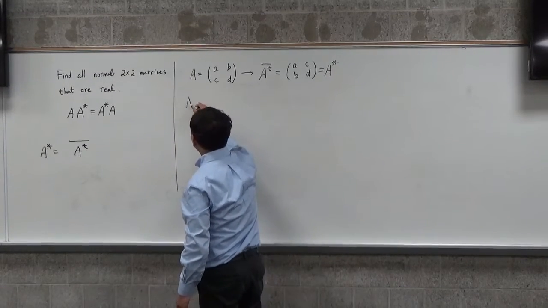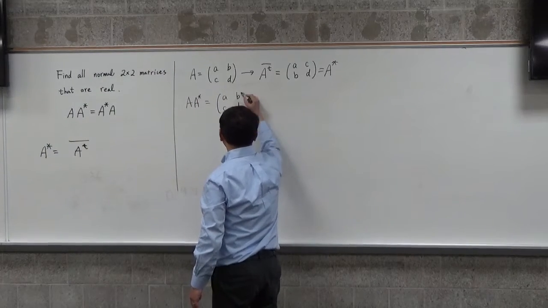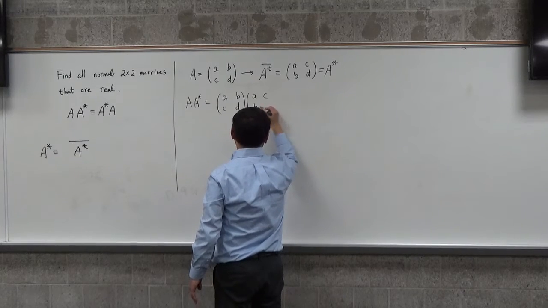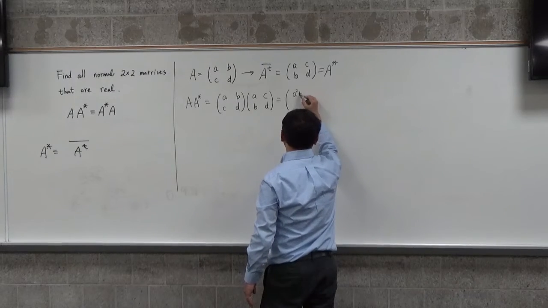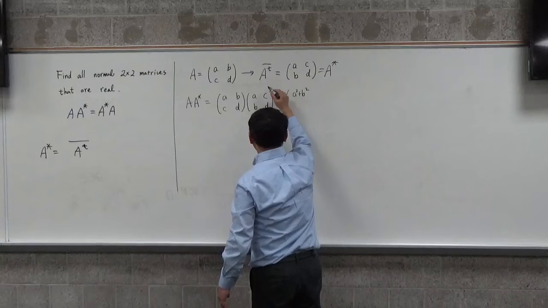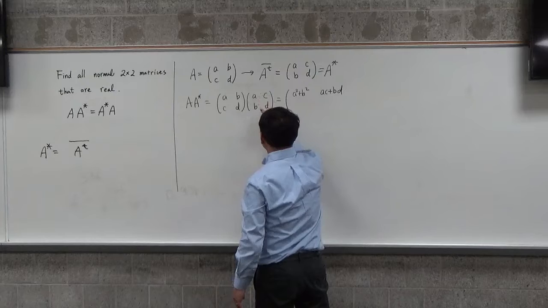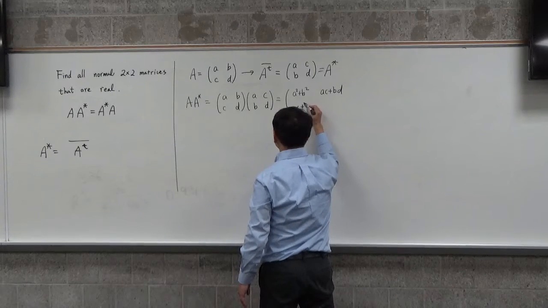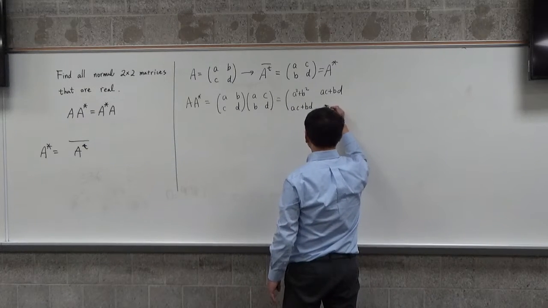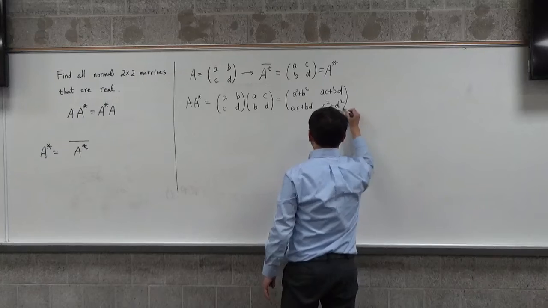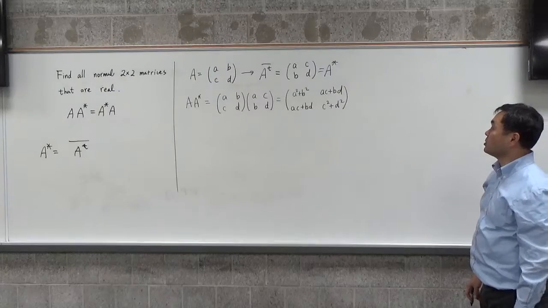Let's now compute A times A star, which is A, B, C, D times A, C, B, D. And that gives you AB times AB, that's A squared plus B squared. AB times CD, so that's AC plus BD. CD times AB, so that's AC plus BD. And CD times CD, that's C squared plus D squared.